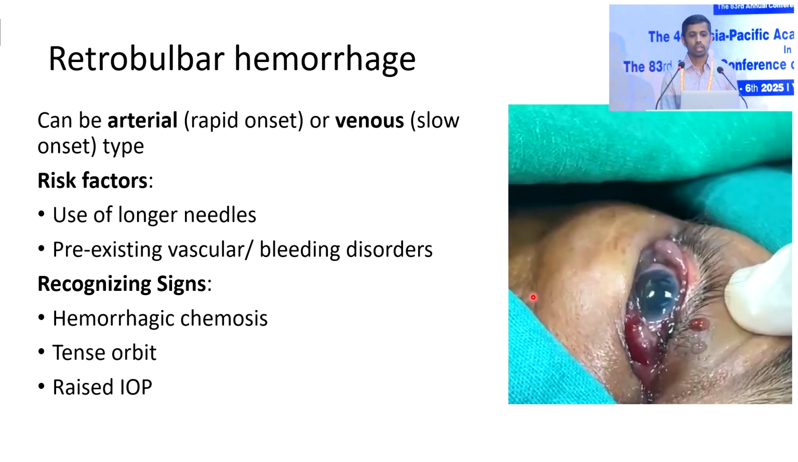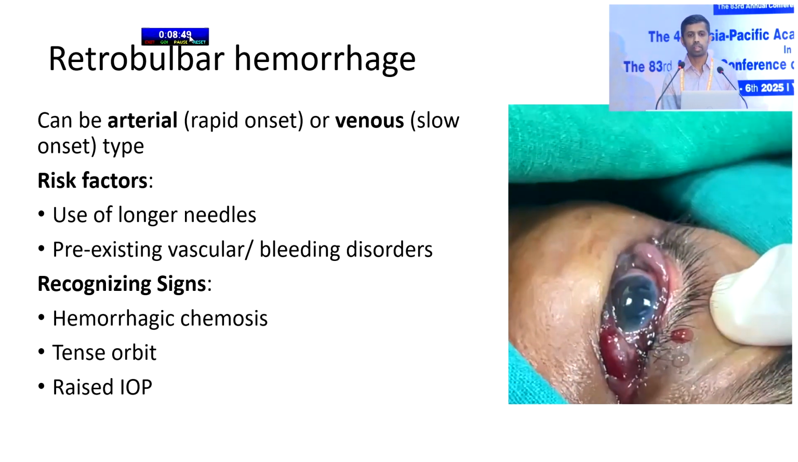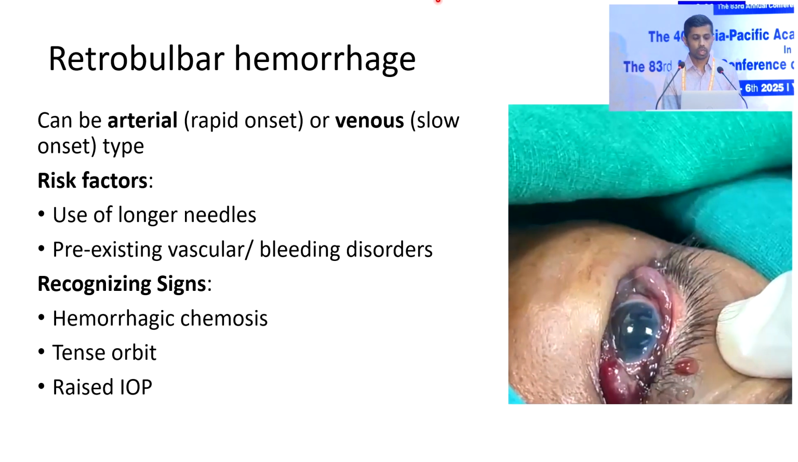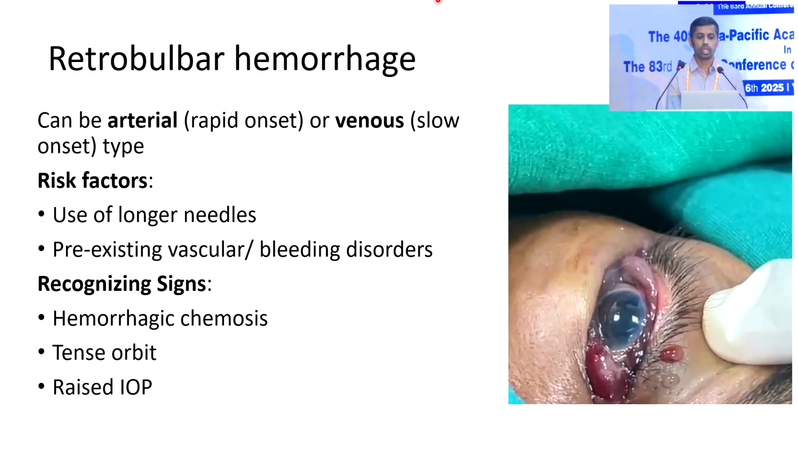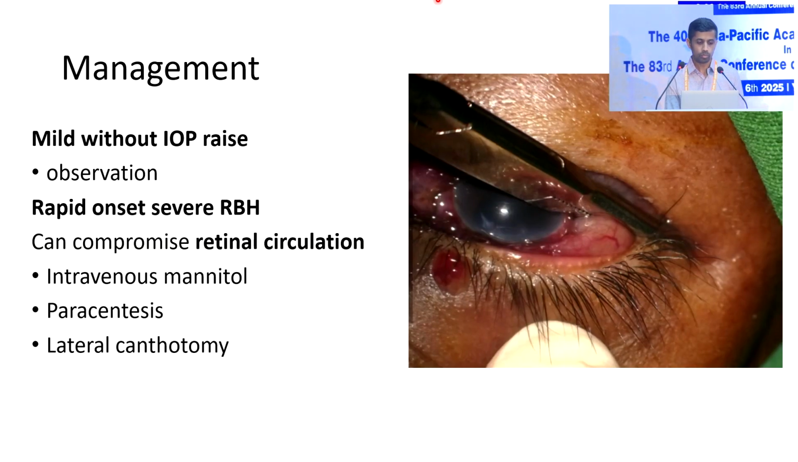Next complication, the retrobulbar hemorrhage. It can be arterial rapid onset type or venous slow onset type. Risk factors include use of longer needles, pre-existing vascular or bleeding disorders. The signs to recognize are hemorrhagic chemosis, tense orbit, and raised intraocular pressure. Clinically, on fundus examination, we can see presence of choroidal mounds or choroidal folds, and classically on CT scan or ultrasound B scan, we can see the coning of the globe.